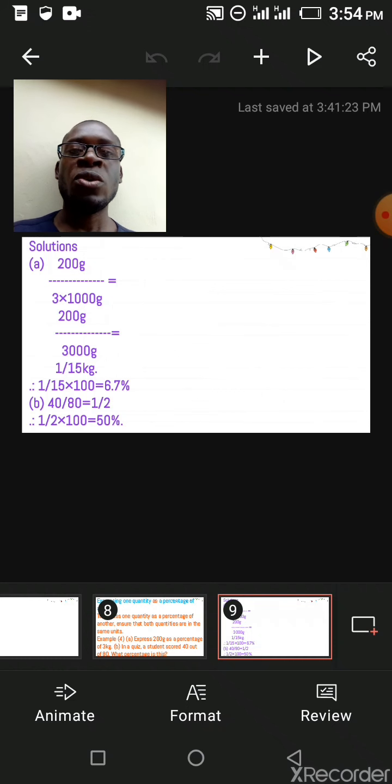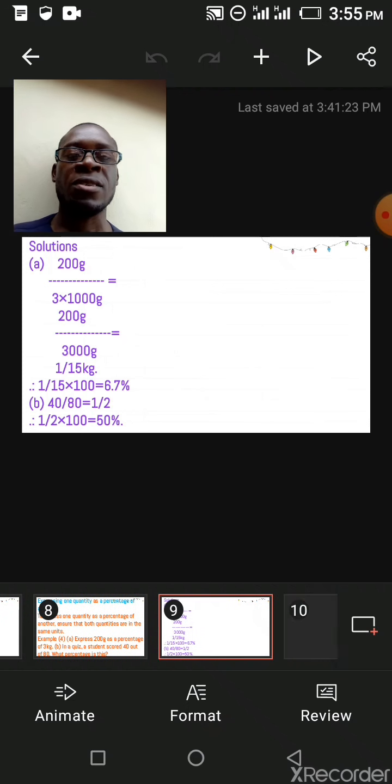Solutions. A. 200 grams all over 3 times 1000 grams. There are 1000 grams in 1 kilogram. So we have 200 grams all over 3000 grams, which is equal to 1 over 15. Therefore, to convert it to percentage, 1 over 15 times 100 equals 6.7%. B. 40 over 80. If you divide 80 by 40, you have 2. So you have 1 over 2. To convert it to percentage, 1 over 2 times 100 equals 50%.